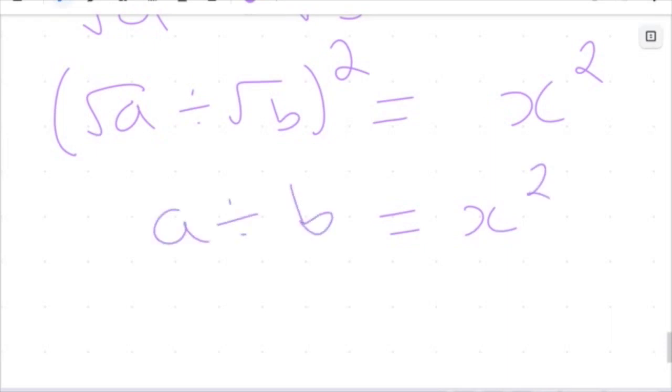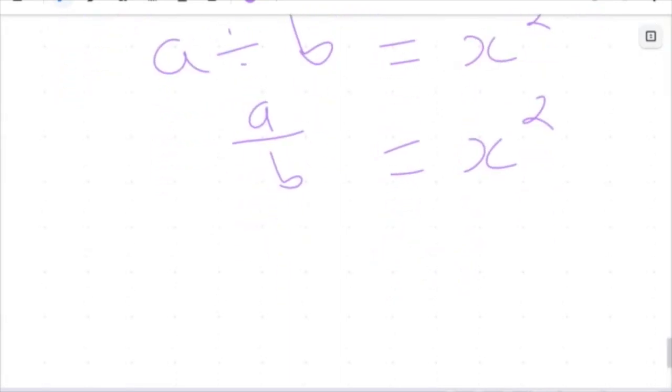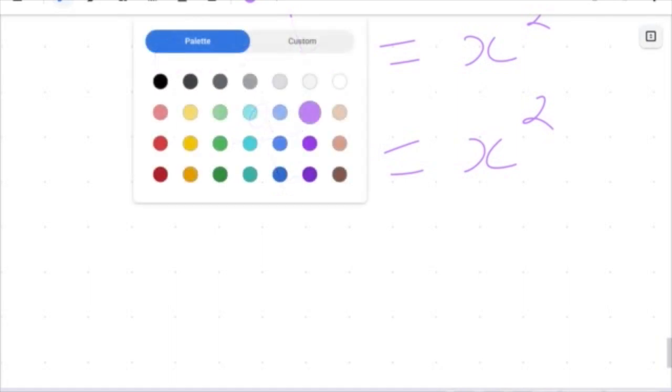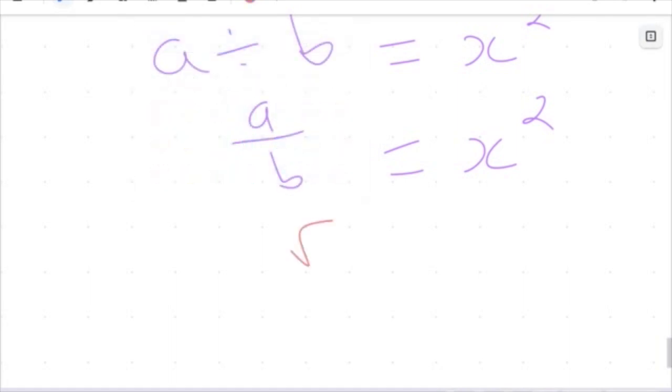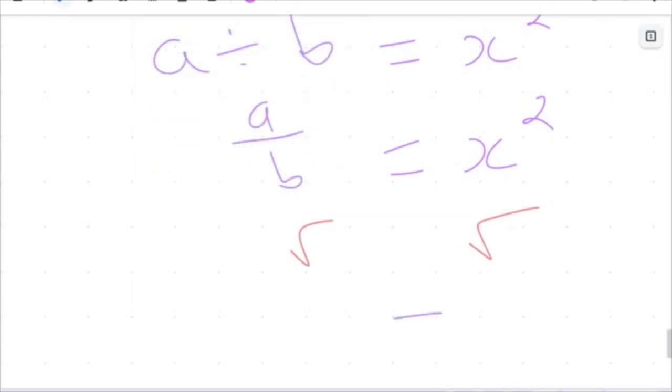Now remember, algebra lets us write this in a shorthand way. We write this as a fraction, so that would be a over b. And now I can just square root both sides. So I'm going to square root this side, I'm going to square root this side, and I get left with that same pronumeral x being equal to the square root of a over b.